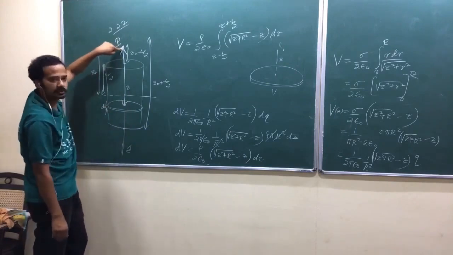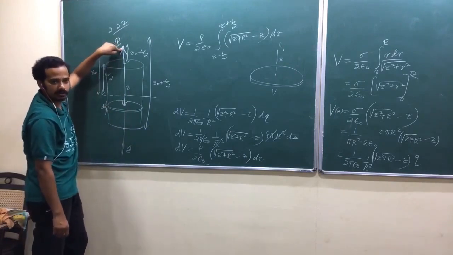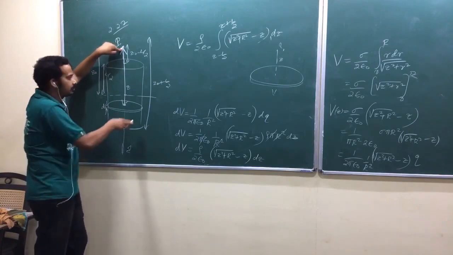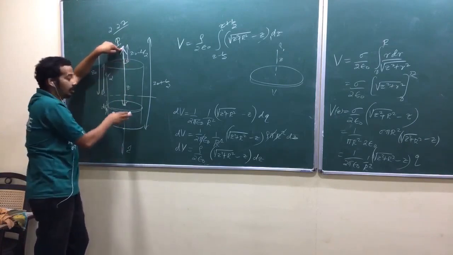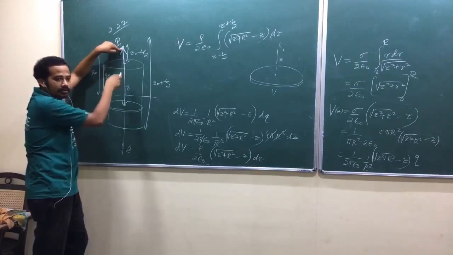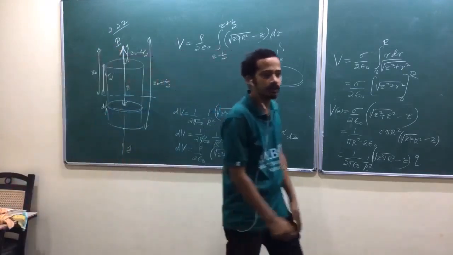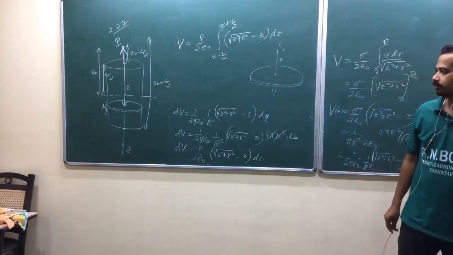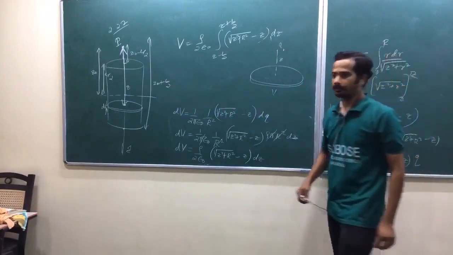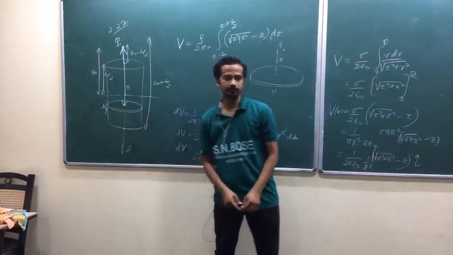And you need potential at this point. Isn't it? Potential at this point is due to all of these cylinders, all of these disks. Those disks have the variable Z, isn't it? That's why you have to integrate with respect to Z. That's how dz also comes automatically.